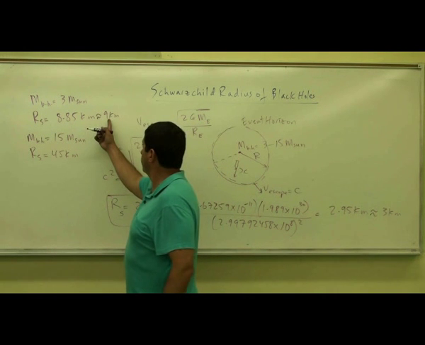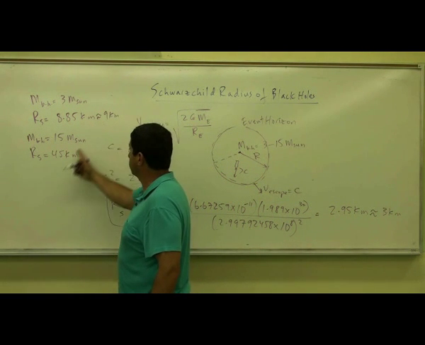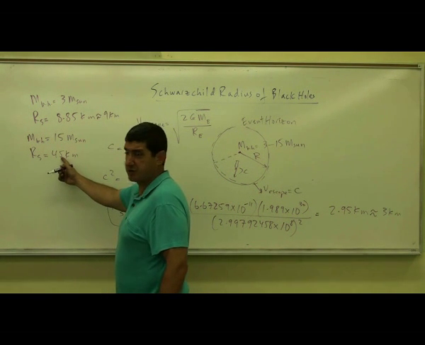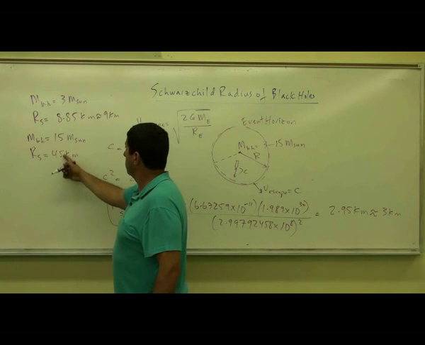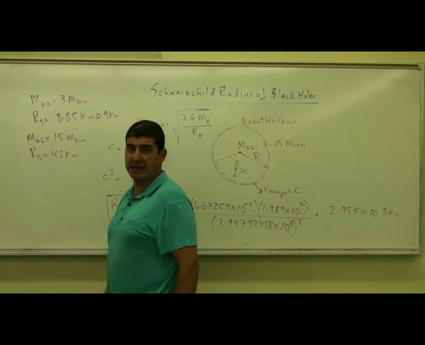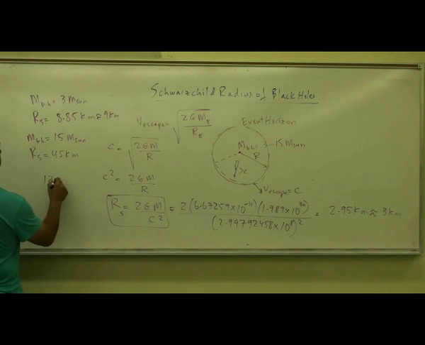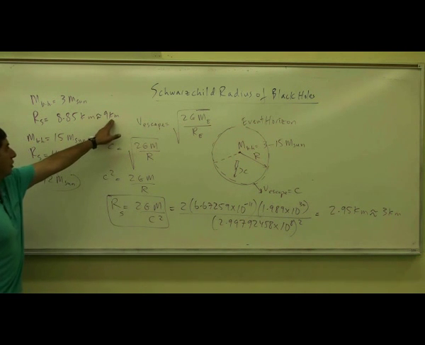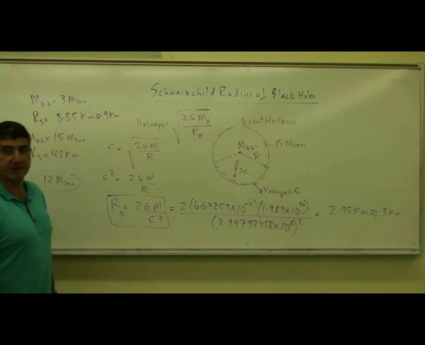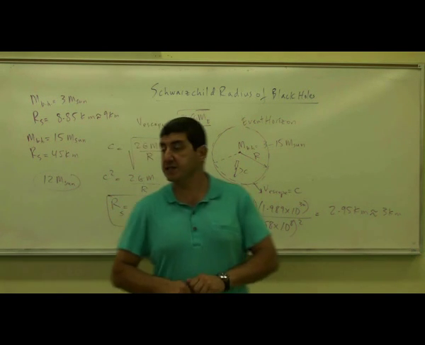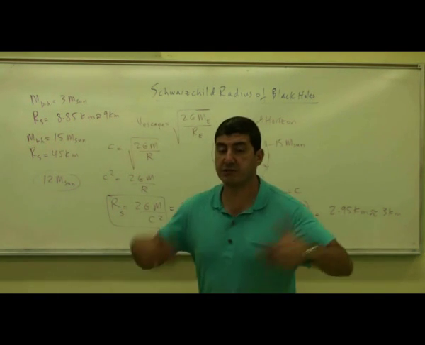But in order for its Schwarzschild radius to go from 9 kilometers to 45 kilometers, we would have to feed it how much mass? Well, the difference between 15 and 3 is 12 solar masses. So in order to grow it from 9 kilometers to 45 kilometers, we would have to feed it a mass equal to 12 times the mass of the sun.